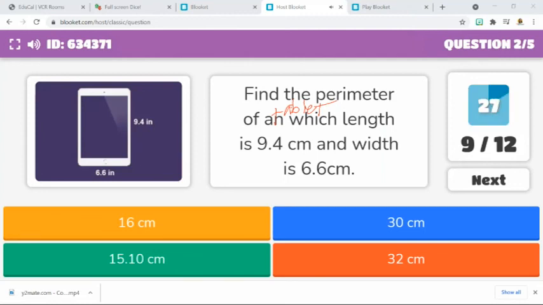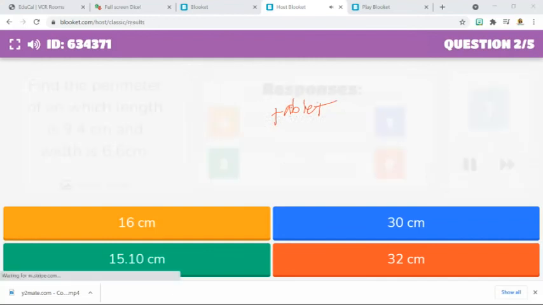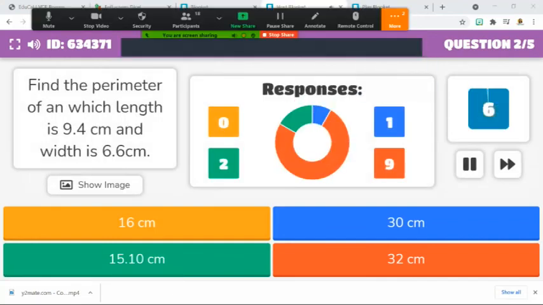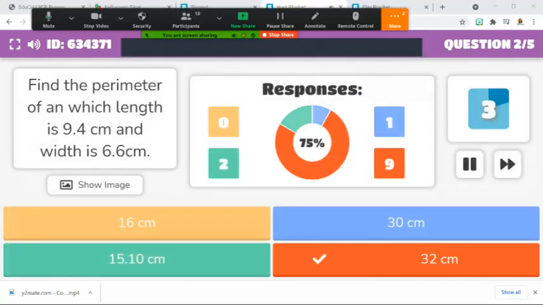You can use your whiteboard to solve, okay? I put here 90 seconds because you need time to calculate that. 15 seconds left. Okay, the correct answer is 32 centimeters.